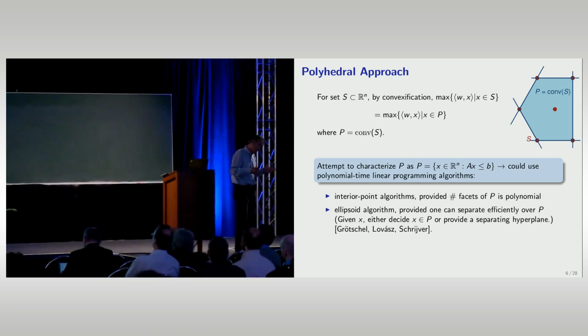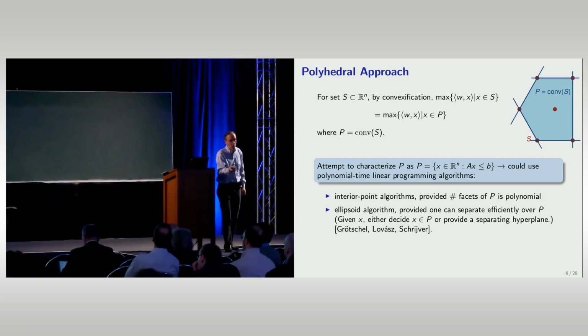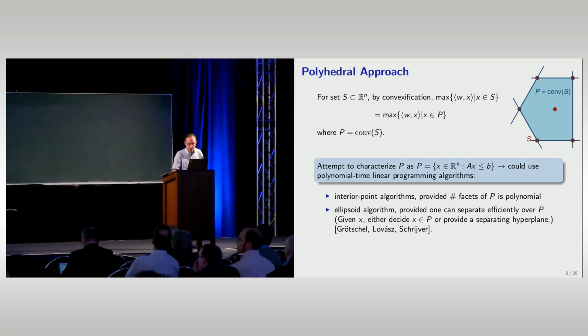There is a caveat, which is that such polytopes might have many, many facets, exponentially many facets in the size of the problem. And these LP algorithms work polynomially only if you have a complete description of the polyhedron. That's true of these interior point algorithms. For these interior point algorithms to be usable, we need the number of facets to be polynomial.